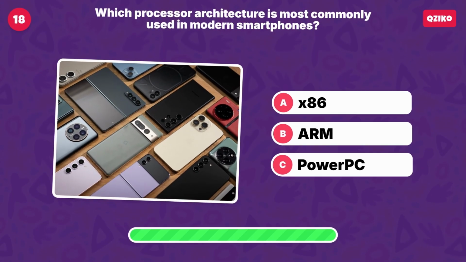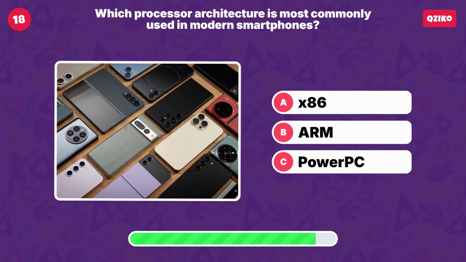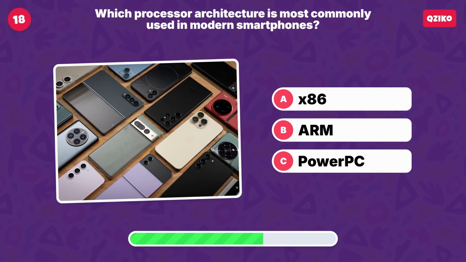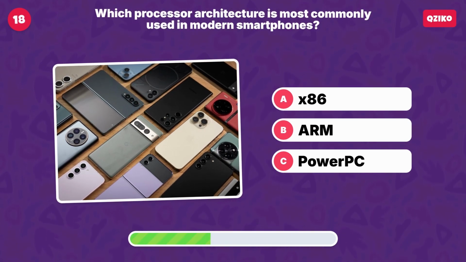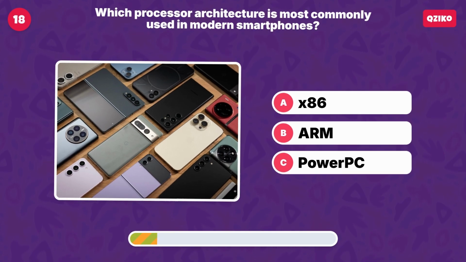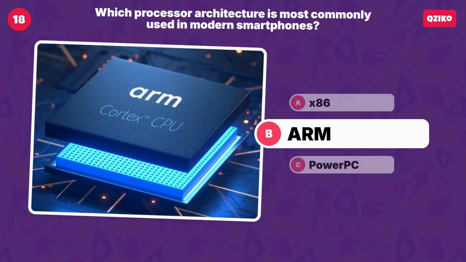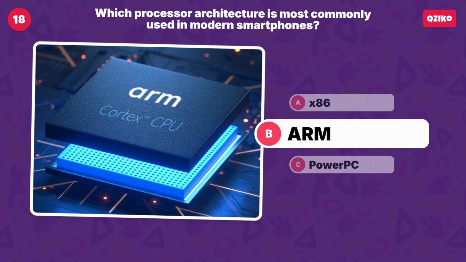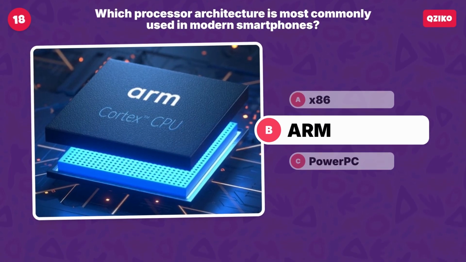Which processor architecture is most commonly used in modern smartphones? x86, ARM, or PowerPC? ARM processors dominate the smartphone market due to their efficiency.